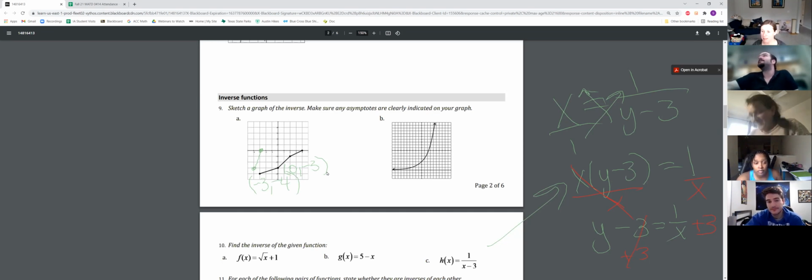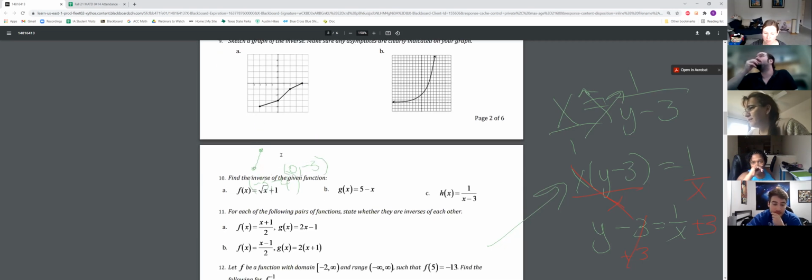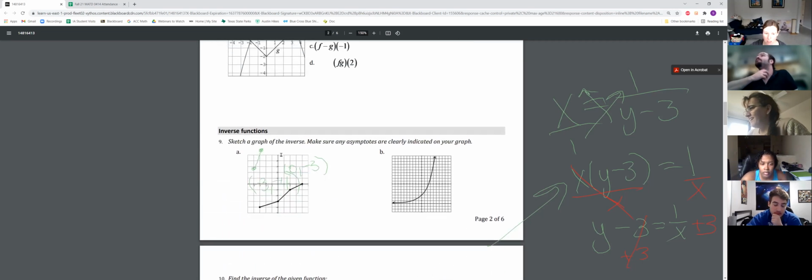Teacher, go down a little bit to 11. The first one is a function, but the second one, it's not an inverse function, right? For A and B. I mean, I'd have to solve it. I don't know off the top of my head. We could look at the answer key.